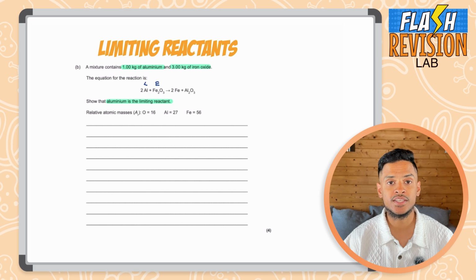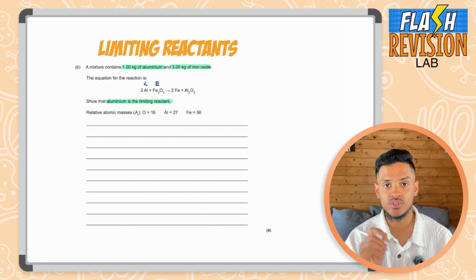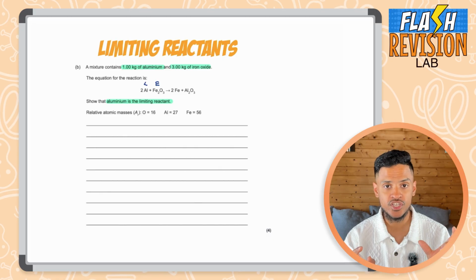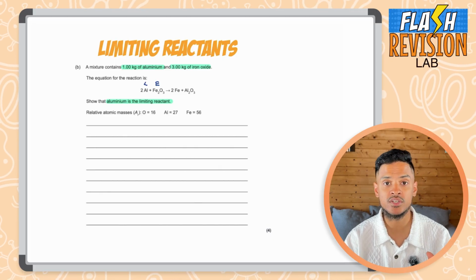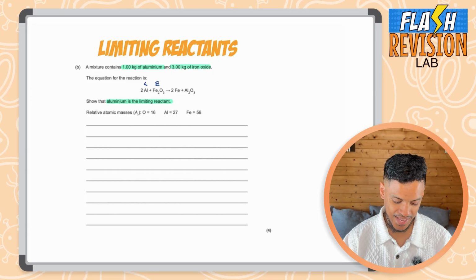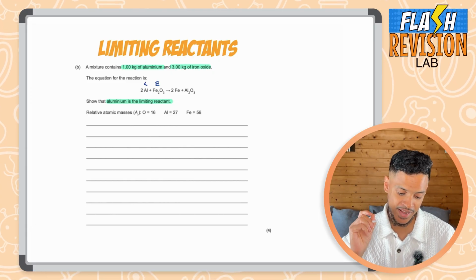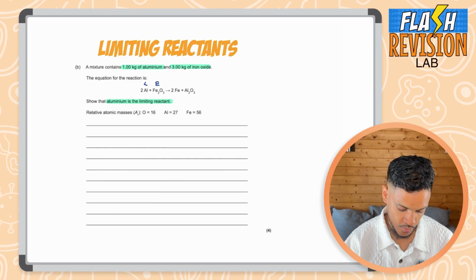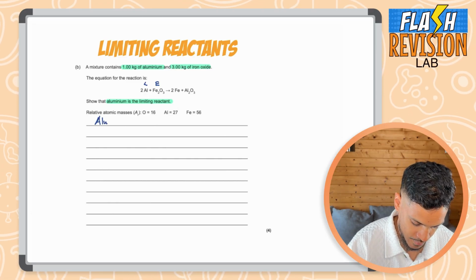The way to do this is to look at how many moles of each one you have, then compare the ratios in the balanced equation to see which one you have more of. And what you should find is aluminium should have less than is needed for the reaction to occur. So let me show you what I mean by this. So let's start off with aluminium first of all.